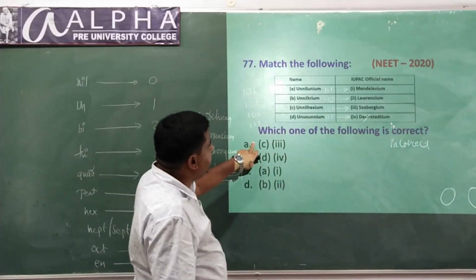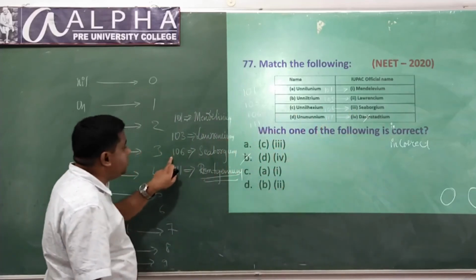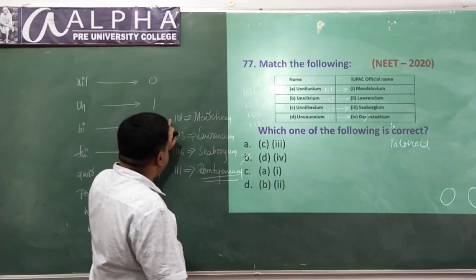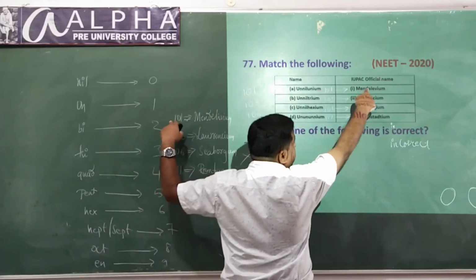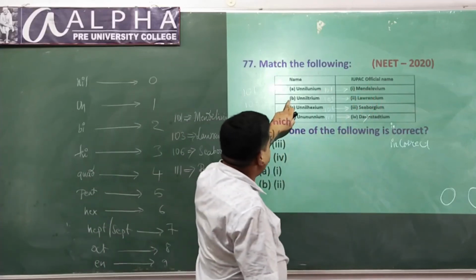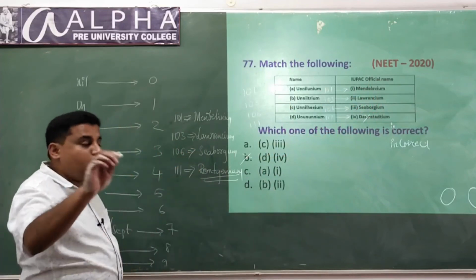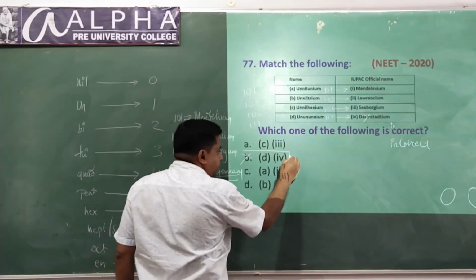C is matched to 3. Unyl hexium is Seaborgium. That is correct. 106 is Seaborgium. A is matched to 1. Unylium is Mendelevium. Yes, it is correct. B is matched to 2. That means 103 is Laurentium. The only option which is incorrect is option D.